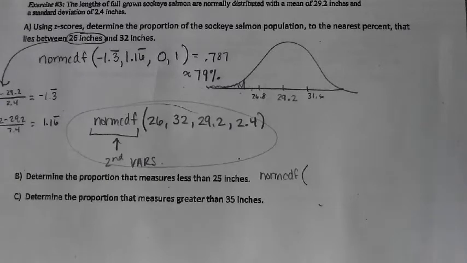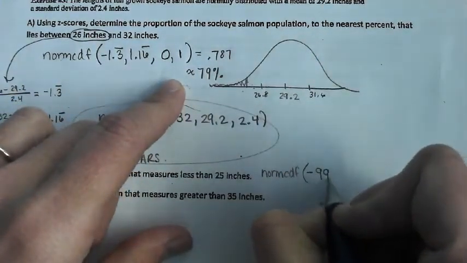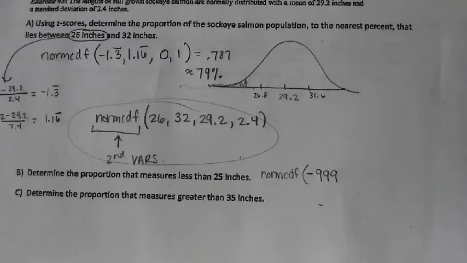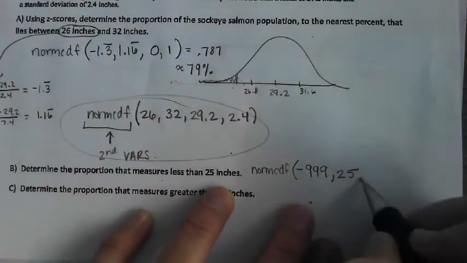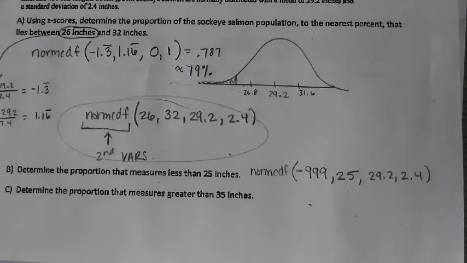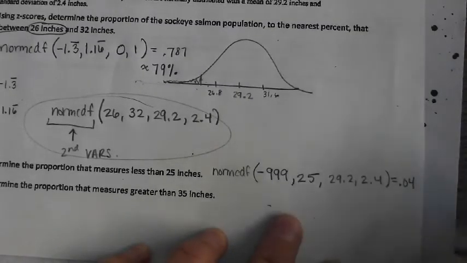So when that happens and it's kind of like to infinity, for your low end, just to be safe, make it negative 999. Not that we would ever have a fish that is that small. That doesn't even make any sense. But that just tells the calculator pretty much anything to the left, as far to the left as you can possibly go, up until 25. And then again, our mean was 29.2 and our standard deviation was 2.4. So go ahead and type that into your calculator. I don't expect it to be very large. And it's not. I got 0.04, which is about 4%.